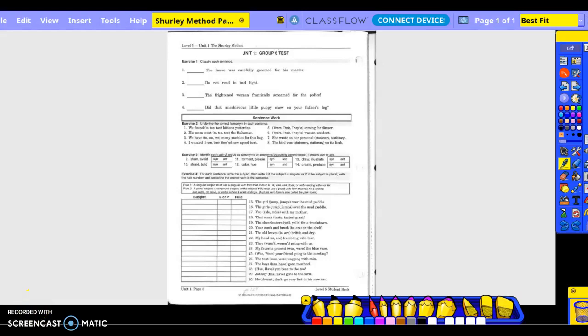Multiply method, page 8. This will be our part 1 recording. We're going to do exercises 1 and 2. Number 3 is what you guys are going to do for homework.